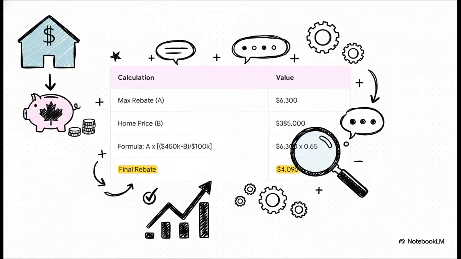So let's actually crunch the numbers. Let's say you buy a new home for $385,000. You're right in that phase-out zone. The formula might look a little intimidating, but it's pretty straightforward. You take A, the maximum possible rebate, and multiply it by a fraction. That fraction is just a way of measuring how far your home's price is from that $450,000 ceiling. So in this case, we plug in the numbers, do the quick math, and we land on a final rebate of $4,095. It's a perfect final example of how understanding these rules can have a very real and very positive impact on your finances.